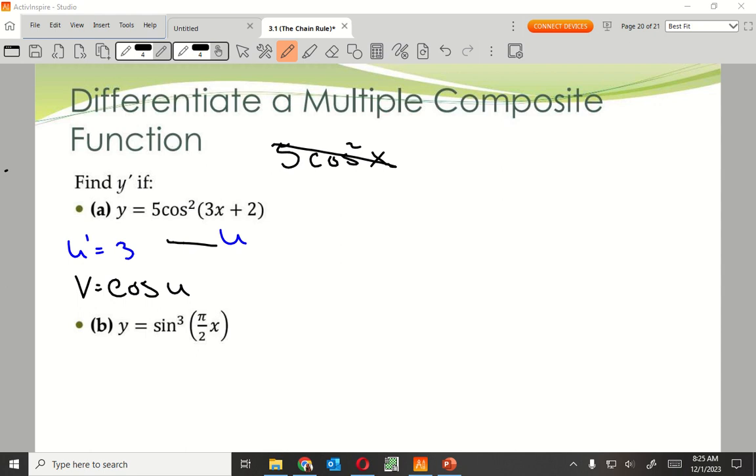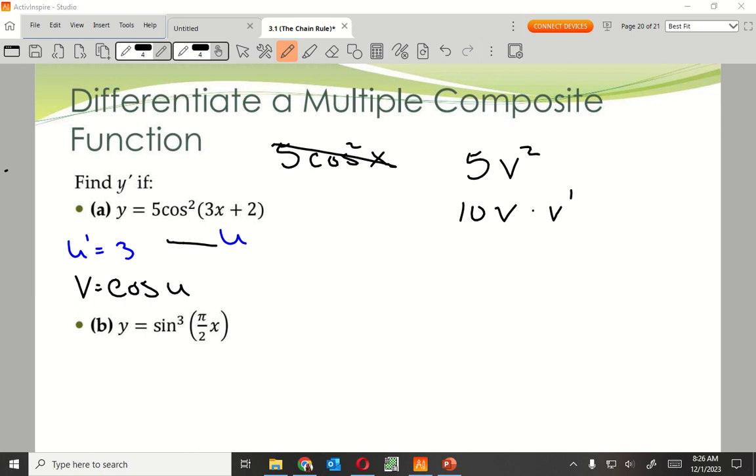Okay, and then the outside. I'm going to rewrite this, so I'm going to say that this is going to be 5 v squared. So that's going to give me 10v, right? Times v prime.